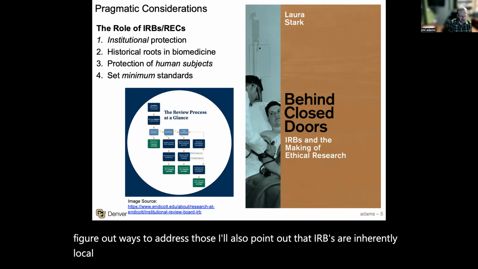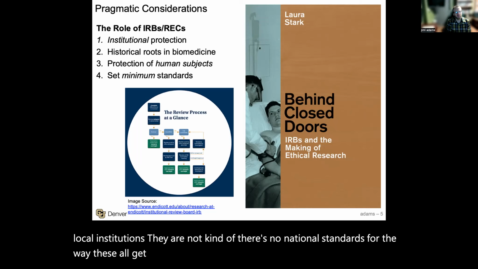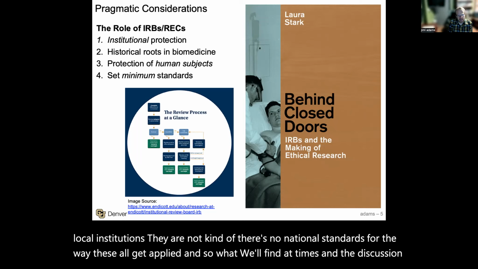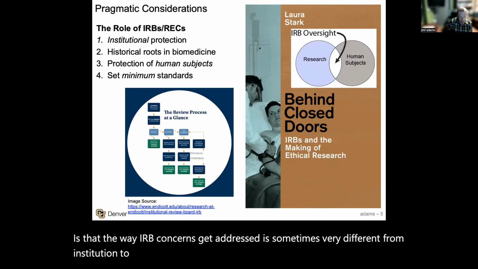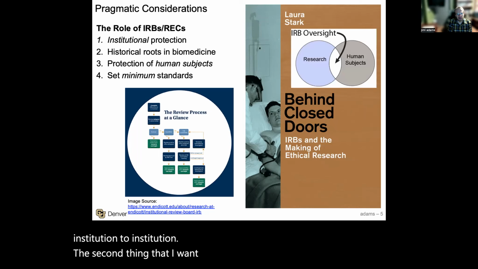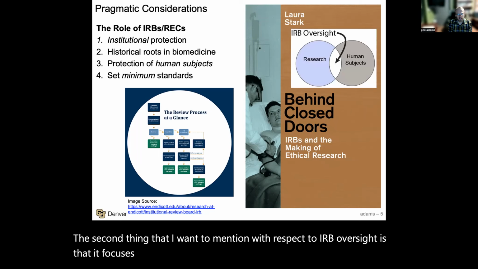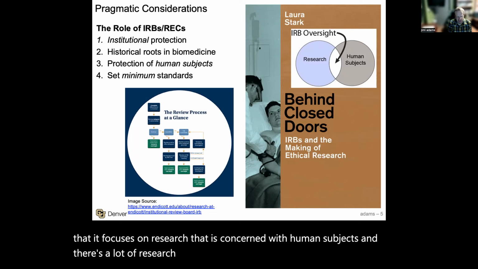There's no national standards for the way these all get applied. And so what we'll find at times in the discussion today is that the way IRB concerns get addressed is sometimes very different from institution to institution. The second thing that I want to mention with respect to IRB oversight is that it focuses on research that is concerned with human subjects. And there's a lot of research out there that doesn't actually concern human subjects, including some social network research.